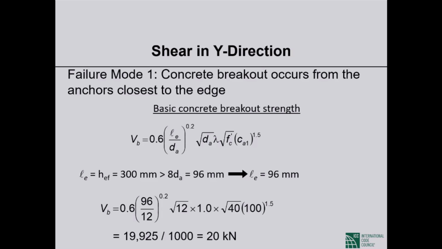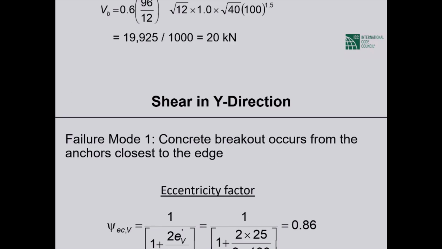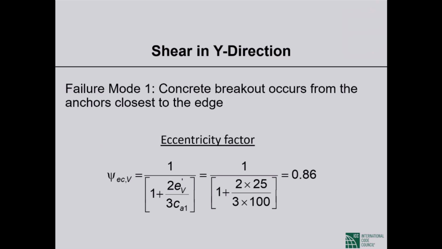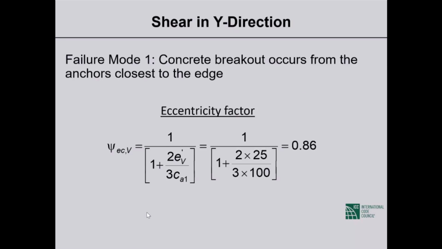So this is basic concrete breakout strength, V sub B. Eccentricity factor in our case, Y direction shear, we have an eccentricity of 25 millimeters. That gives us a correction factor of 0.86 for an edge distance of 100 millimeters.